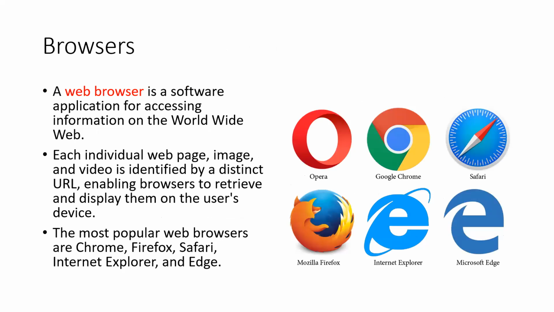Now, when you look at information accessibility, the application software we use is commonly known as browsers. All the information, the web pages as well as their multimedia content, you can retrieve using the browsers. The most popular ones include Chrome, Firefox, Safari, Internet Explorer, and the latest one is Edge.